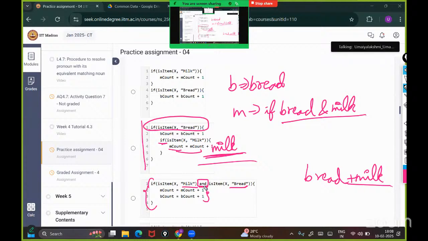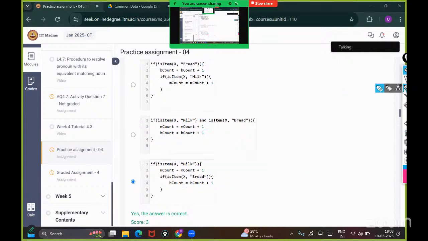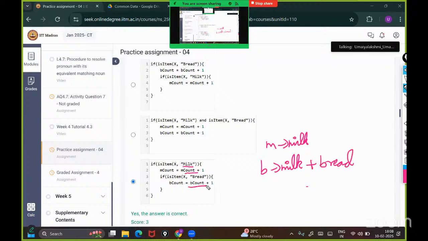Ma'am, explain again, please. Check this option D. What is given here? In option D, first they are checking for milk. So in this M count, only milk will be counted. When this B will be added, if the person has bought milk as well as the bread, then this B will be counted. Only if this condition is true will it execute.